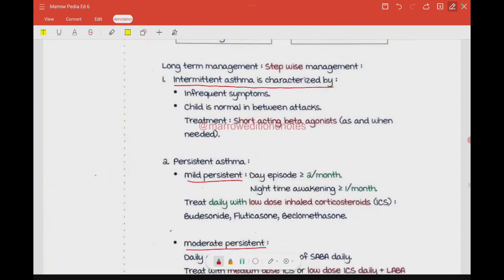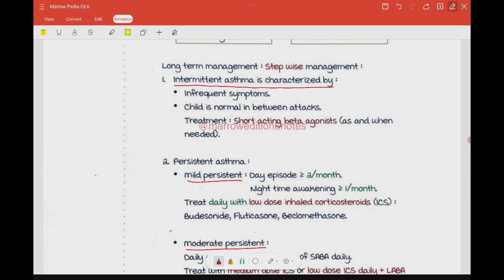Let's start with intermittent asthma. Intermittent asthma is characterized by infrequent symptoms. The child is normal in between attacks, and we give treatment by short-acting beta agonist as and when needed. Short-acting beta agonist like salbutamol, which is most commonly used.